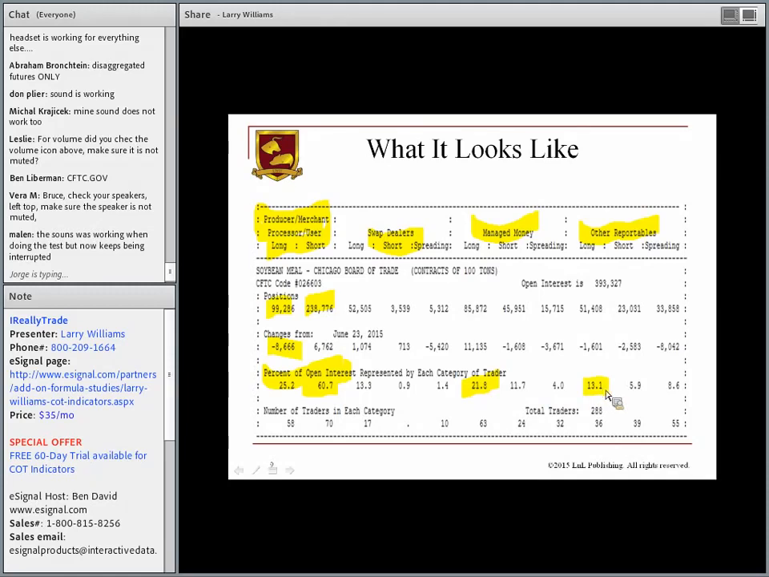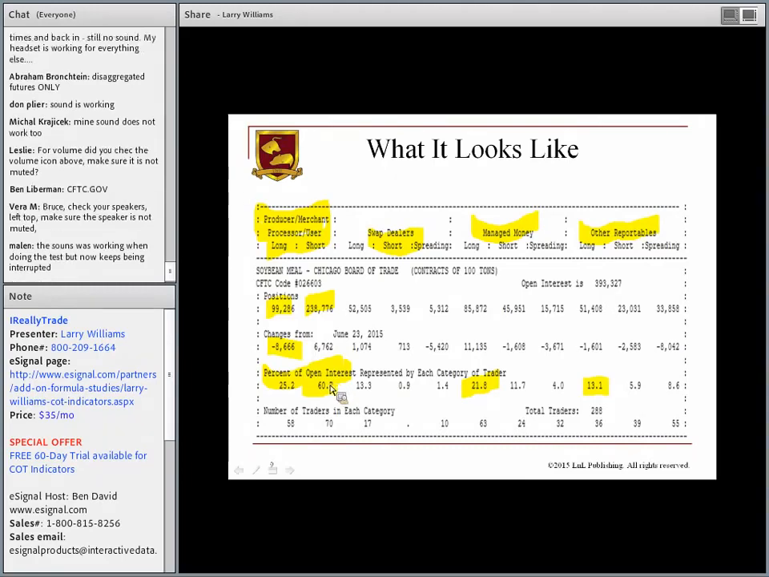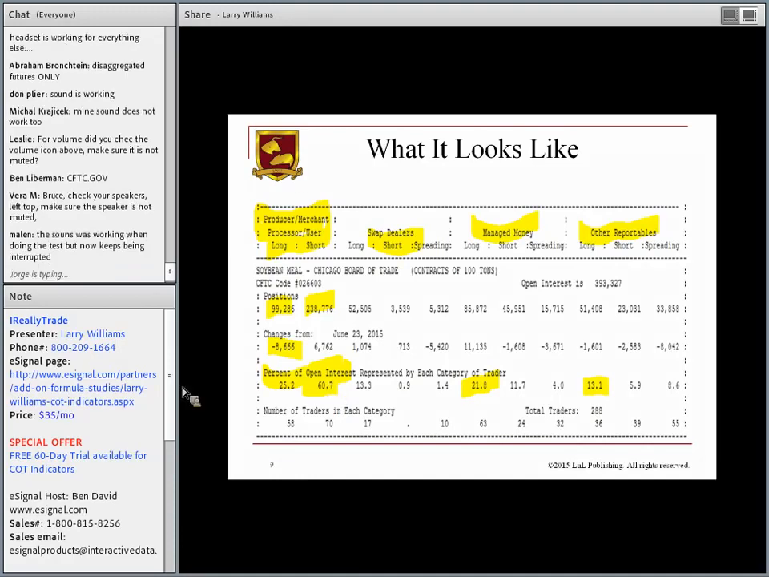This is pretty typical. Usually the commercials own most of the open interest. They're the largest player in the game. So that's typically the way it will be. But an imbalance of this can be very important, as I'll be talking about today as we progress.